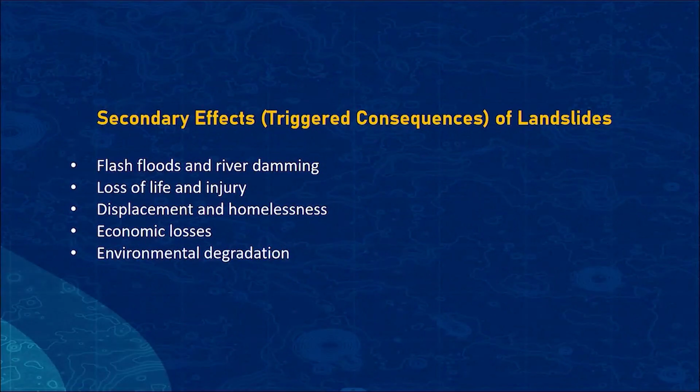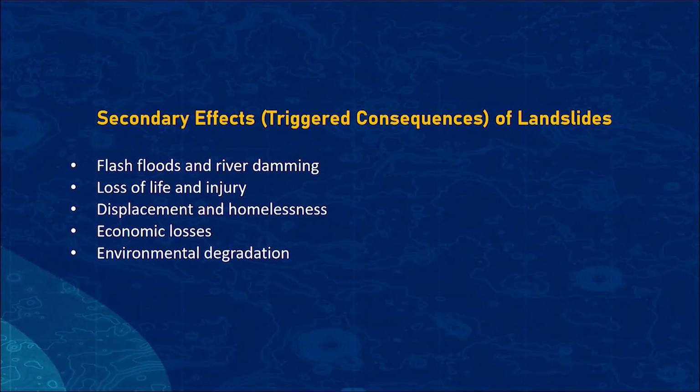Secondary effects, that is, triggered consequences. These happen because of the landslide and often cause additional harm. First, flash floods and river damming. When a landslide blocks a river or stream, water builds up behind the debris, forming a temporary lake. If the dam bursts, for example due to more rain, it causes sudden downstream flooding. For example, the 2021 Chamoli disaster in Uttarakhand, where a rock avalanche blocked rivers and triggered massive flash floods that destroyed villages and hydropower projects far downstream.